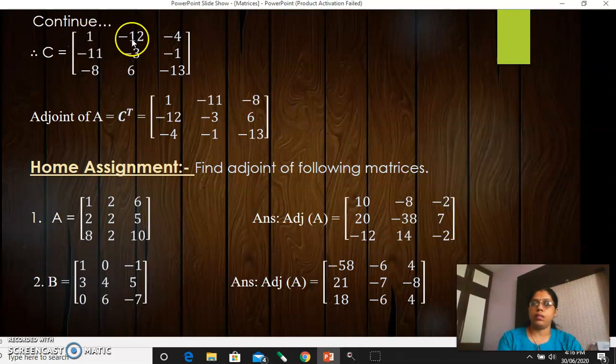But what do we have to write? Row into column. So the first row is 1 minus 12 minus 4. 1 minus 12 minus 4 becomes the first column. Second row becomes second column. Minus 11 minus 3 minus 1. Third row becomes third column. Minus 8, 6 minus 30. Okay. So this way you can find out the adjoint of any matrix, any square matrix.